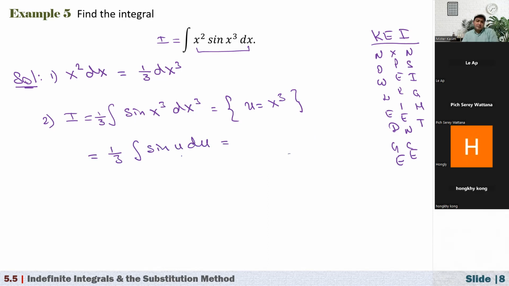We have already studied in chapter 4 how to integrate this function, right? What function's derivative is sine of u? That is minus cosine of u. So that is minus 1 over 3 cosine of u plus c. So the given integral is equal to minus 1 over 3 cosine of u. What is u? u is x cubed, plus c.